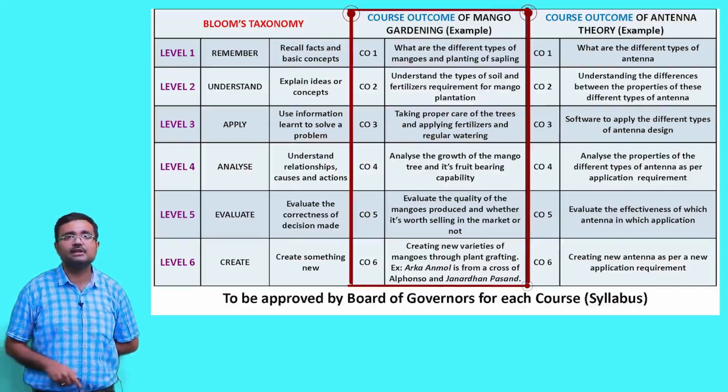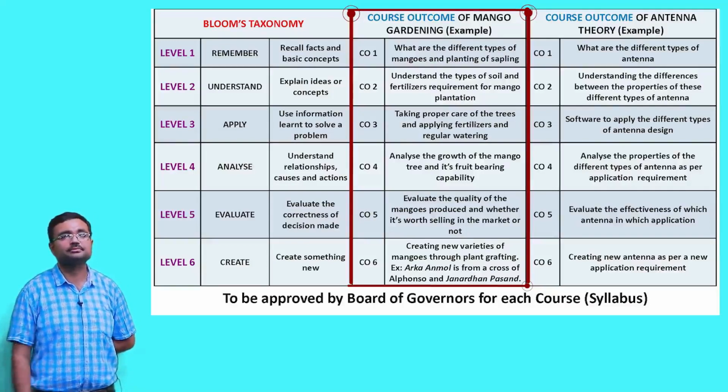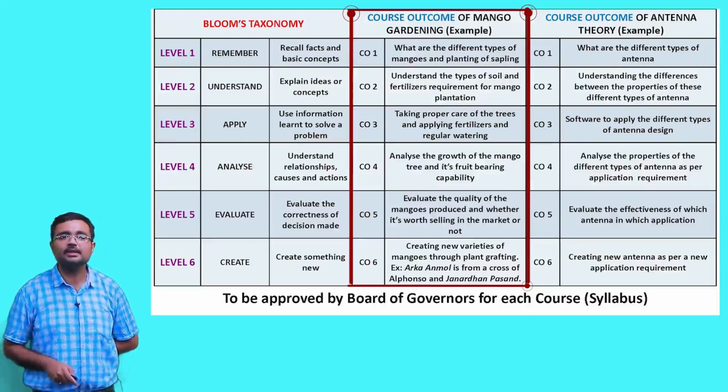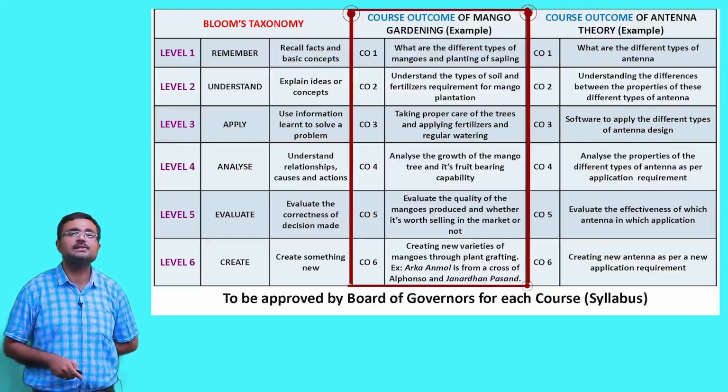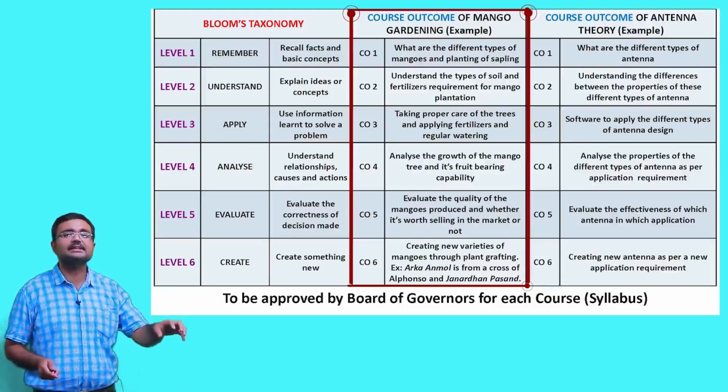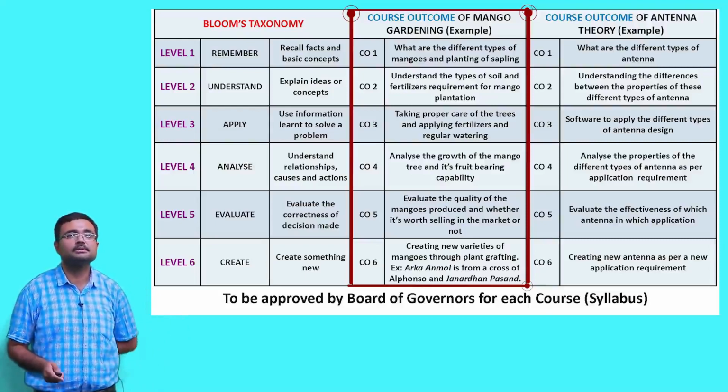CO2 is the understanding phase. So, CO2 in the case of mango gardening is to understand the types of soil and fertilizers required for mango plantation. CO3, course outcome 3, is about application. So, taking proper care of the trees, applying the fertilizers and regular watering of the same. Similarly, CO4, course outcome 4, should be about analysis: analyze the growth of the mango tree and its fruit bearing capability.